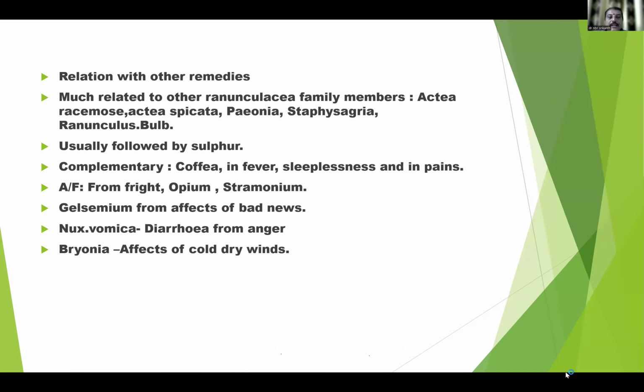Okay. Nux vomica, diarrhea from anger. So Nux has this diarrhea. Okay. And Bryonia, effects of cold dry winds. But different. Bryonia is very much different from Aconite. Aconite is speedy and stormy, and for Bryonia, everything is slow, with an insidious onset.